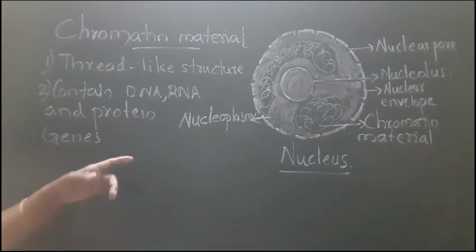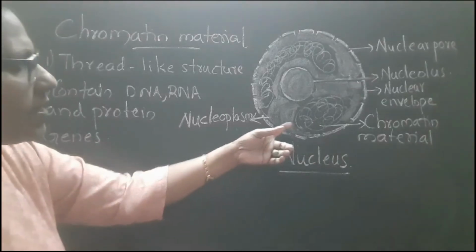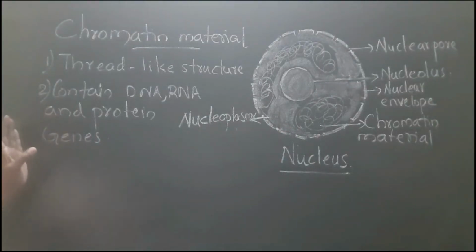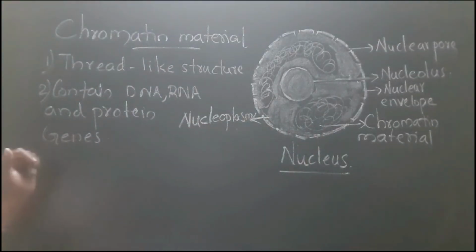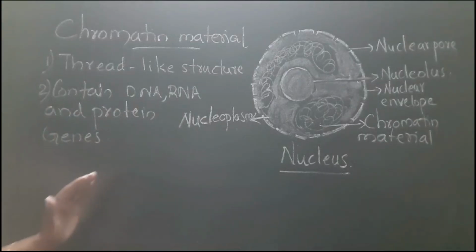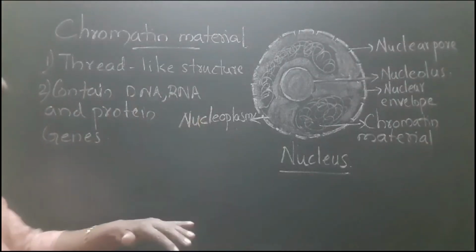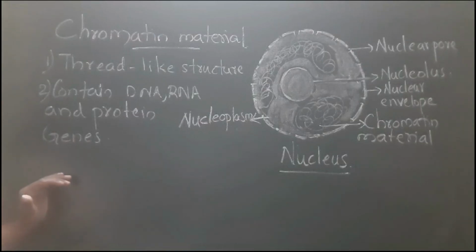Now it contains genes. It contains genes which are responsible for the transmission of characters of parents to the offspring. Offspring means children. From parents to the children, these genes are transmitted. What do genes transmit? The characters of parents.